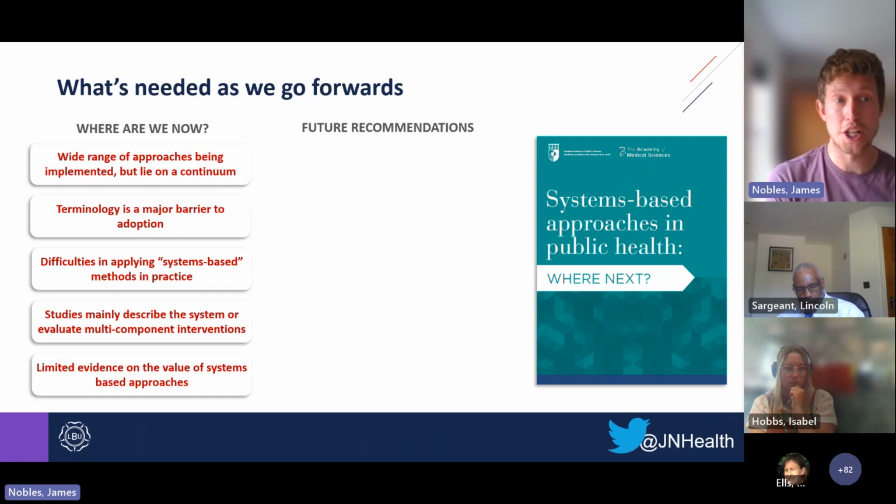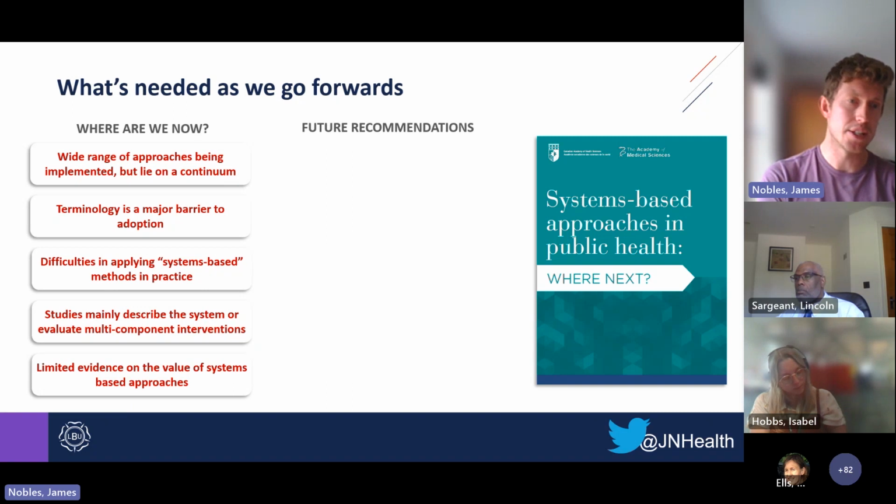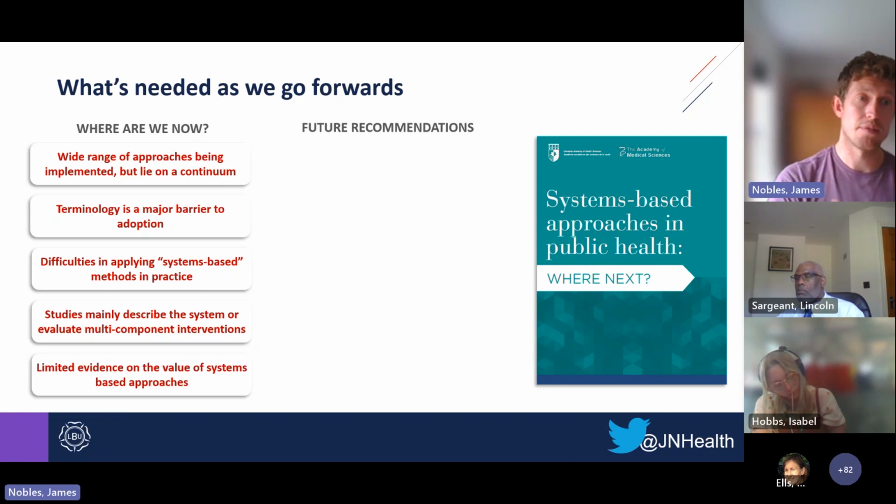As I say, terminology is a real big barrier to the adoption of these approaches and working in this field. But also we're seeing that there's lots of challenges in applying systems-based methods in practice. Quite often this is because of the need to bring people together from different sectors and different topics and from different almost like philosophical standpoints, trying to get them actually working together around a collective goal. So that is a real challenge in working in this sort of way.